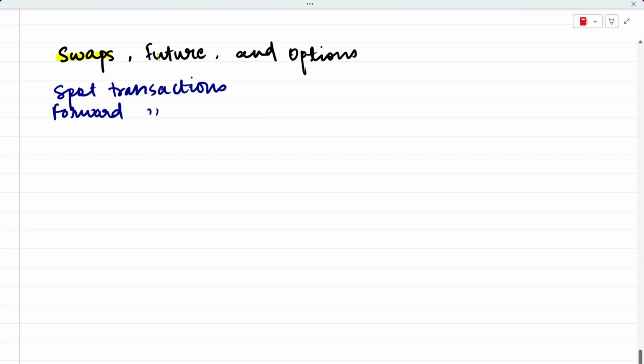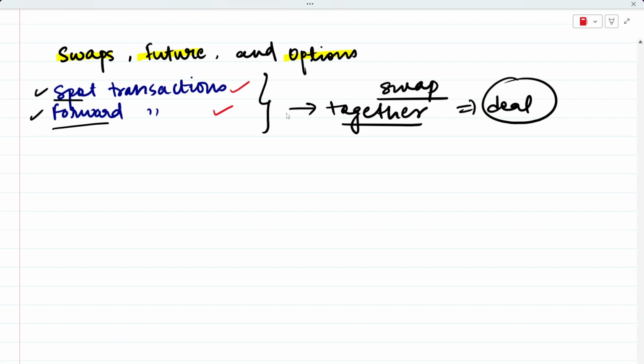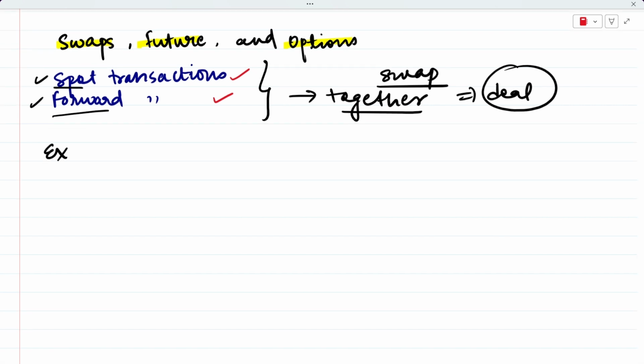In the last video, we talked about spot transactions and forward transactions, right? So we know that spot transaction and forward transaction are two separate things. Now we're going to talk about swap. So what is the meaning of swap? Swap is simply doing both of these things together only. Swap is doing spot transaction and forward transaction together in one single deal. So we will just have one single deal and we'll do both spot transaction and forward transaction in one single deal. Okay, let us take an example from the book itself.